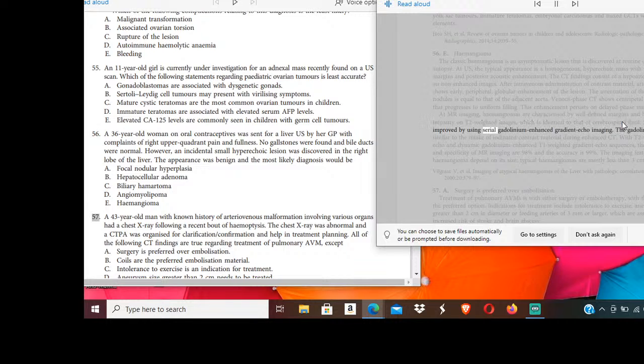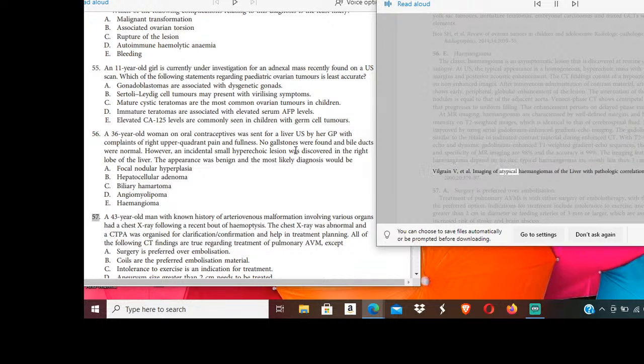Specificity is improved by using serial gadolinium-enhanced gradient echo imaging. The gadolinium intake is similar to the intake of iodinated contrast material during enhanced CT. With T2 weighted spin echo and dynamic gadolinium-enhanced T1 weighted gradient echo sequences, the sensitivity and specificity of MR imaging are 98% and the accuracy is 99%. The imaging features of a hemangioma depend on its size. Typical hemangiomas are mostly less than 3 cm in diameter.